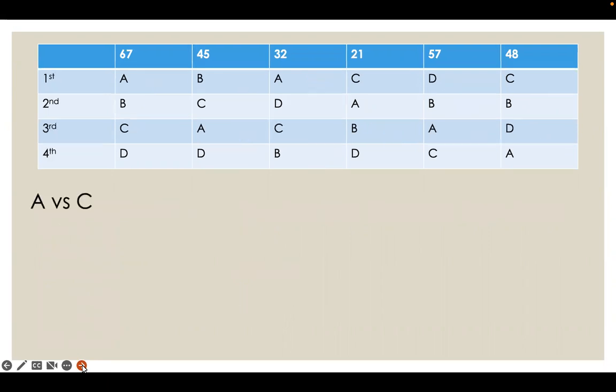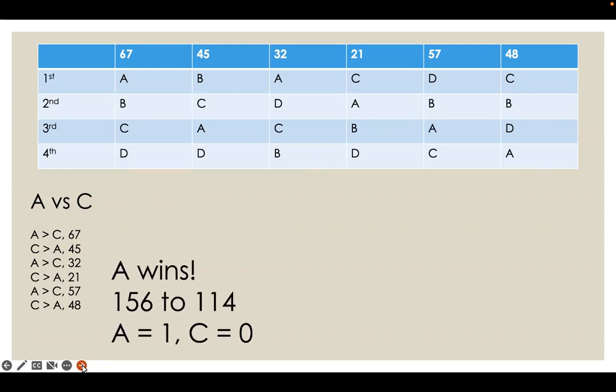So in A versus C, we go through each column and we compare. How many votes does each get? Again, we're 3-3. A wins 3, C wins 3. But when you count up the number of votes, A wins, because A gets a total of 156 votes. C only has 114. So that gives us 1 point for A, 0 points for C.